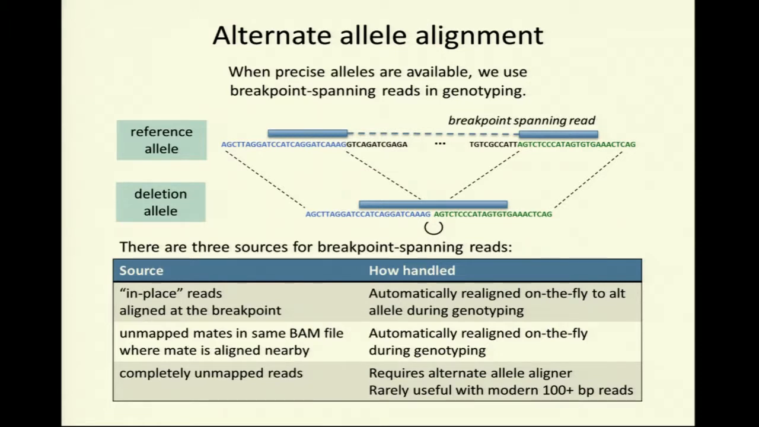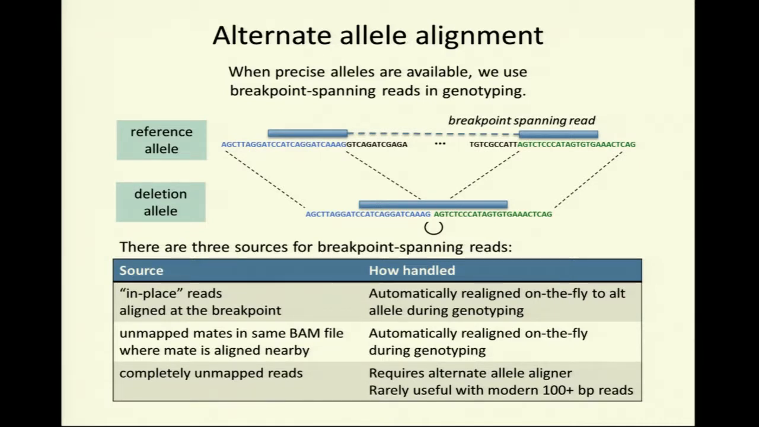If you do have base pair level resolution in some of your calls and you want to use split reads, this will be done automatically by Genome STRiP. If you feed in a variant with base pair level resolution, unless you disable it, we'll automatically use split reads. We'll look for reads that indicate the deletion allele rather than the reference allele.